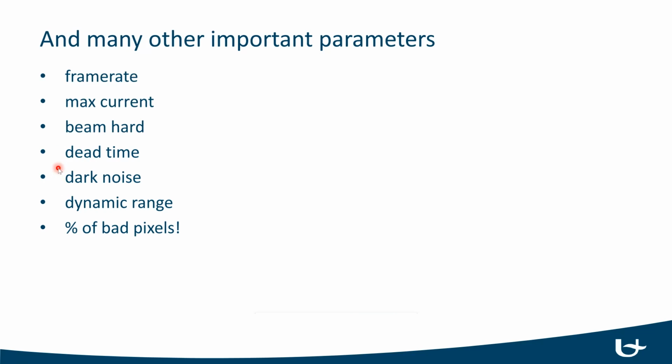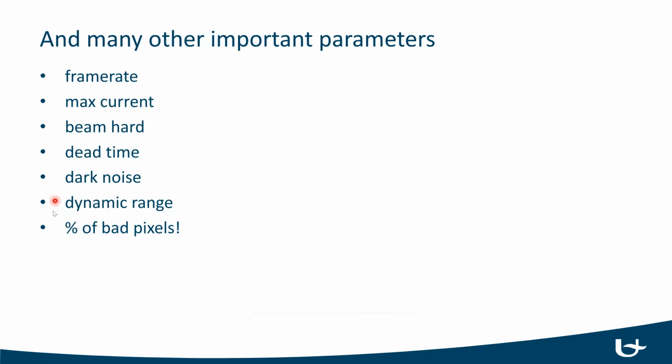Is there dark noise? That means if there are no electrons hitting the camera and I read out frames, are they really zero or do I get noise? And this noise is something we don't want, especially not for low dose imaging. We really want it to be zero then. But depending on the camera, there might still be a little bit of dark noise. Dynamic range is important. So what is the range between the lowest signal you can detect and the highest signal you can detect? This is especially important if you want to put diffraction patterns on your camera, where dynamic range can be enormous.